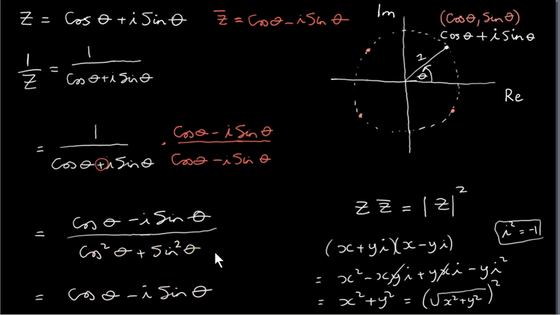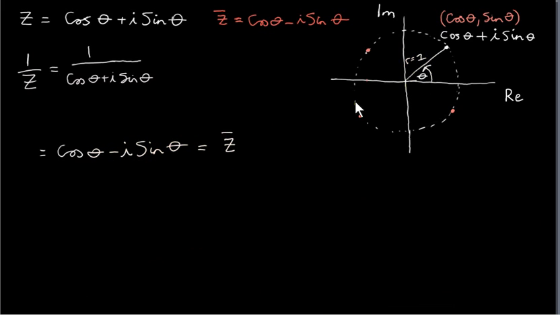But cos squared theta plus sine squared theta equals 1 for all values of theta. This is a well-known identity. No matter what theta is, this denominator is 1. So we're just left with the numerator, cos theta minus i sin theta, which is actually the conjugate of z. So 1 divided by z is z bar. That's provided, of course, that z is a complex number with a modulus of 1. R is equal to 1 for this complex number.